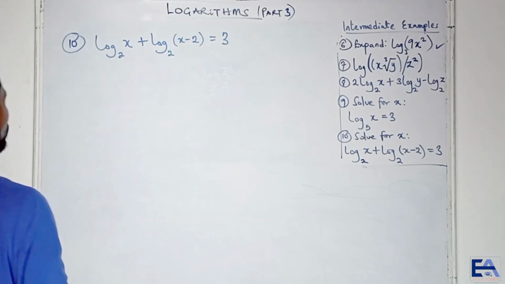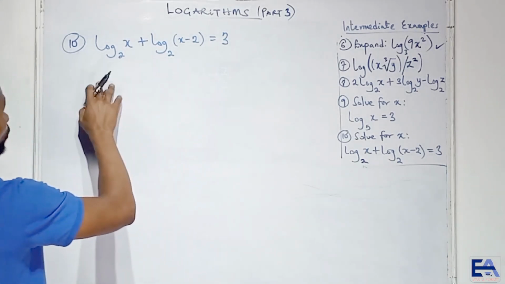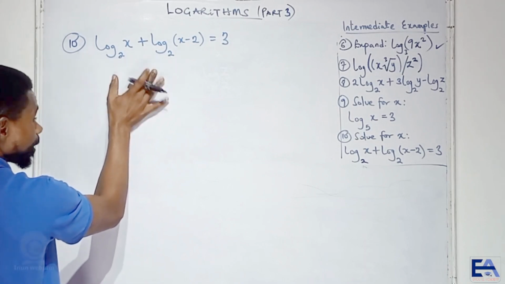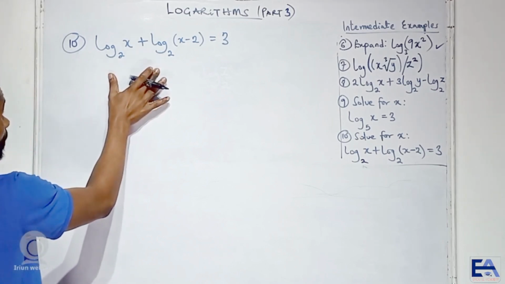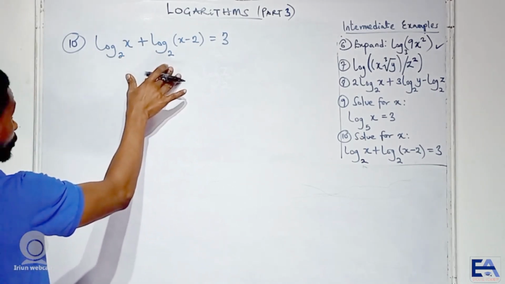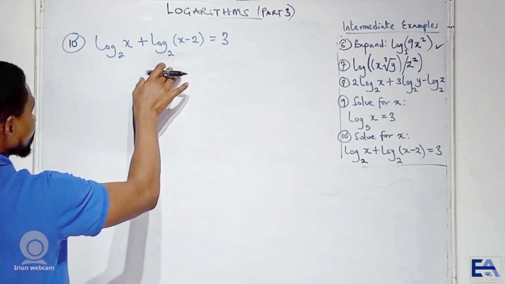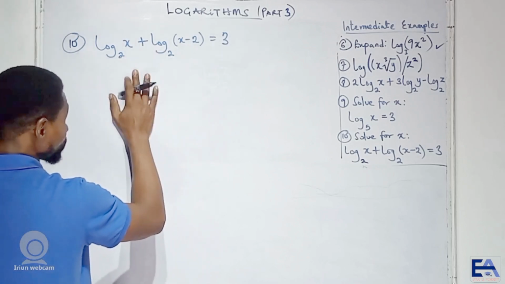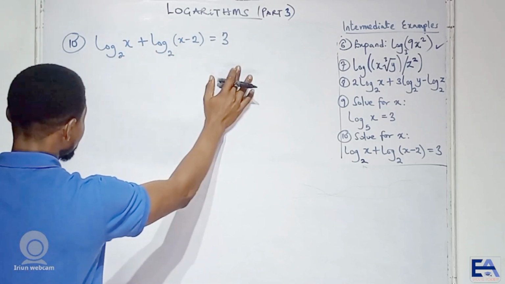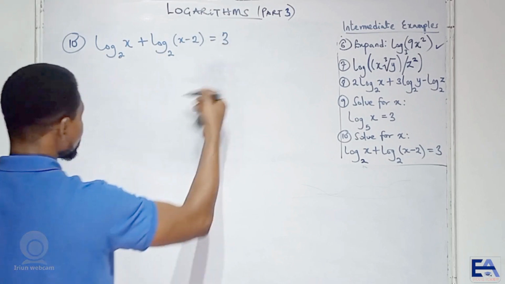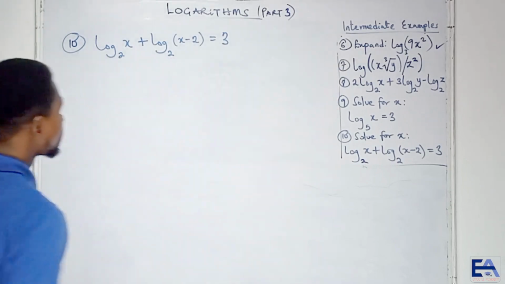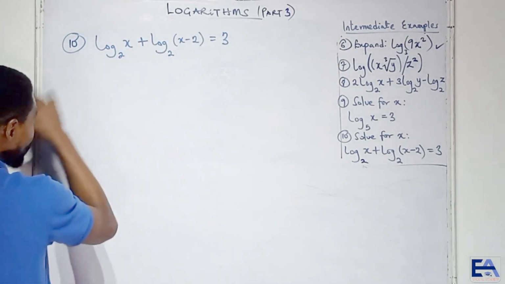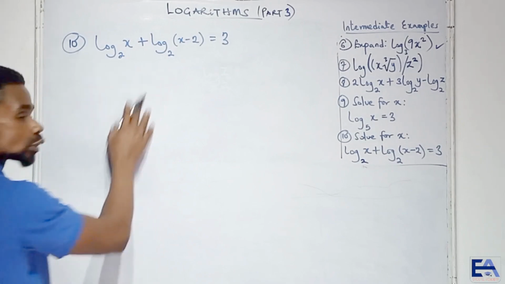Now to solve this question, you may choose to apply the multiplication rule, the product rule, to bring this together. Or you log both sides first, and you convert this 3 to something like 3 log 2. That is also permitted, just like the way we did in the previous question. So let's do it quickly.